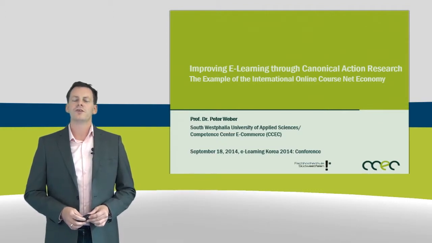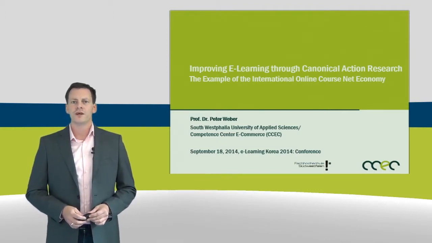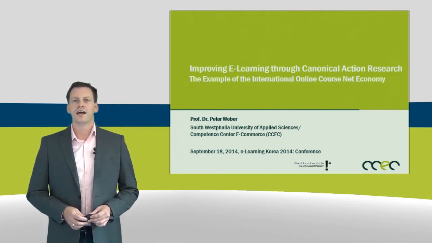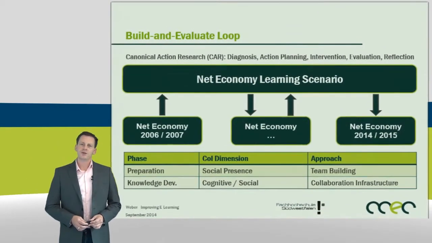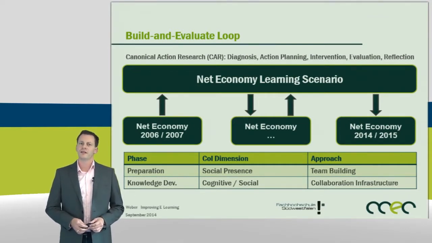So I'd like to talk about how we developed and improved our international online course Net Economy through canonical action research throughout the last years. Actually, the Net Economy setting is part of a continuous build and evaluate loop. We introduced the class in 2006. It started as a small setting with just 2 international institutions and only about 10 to 15 students, and since then has developed into really a large setting with 6, sometimes 7 or even 8 international institutions participating and about 150 to 180 students.